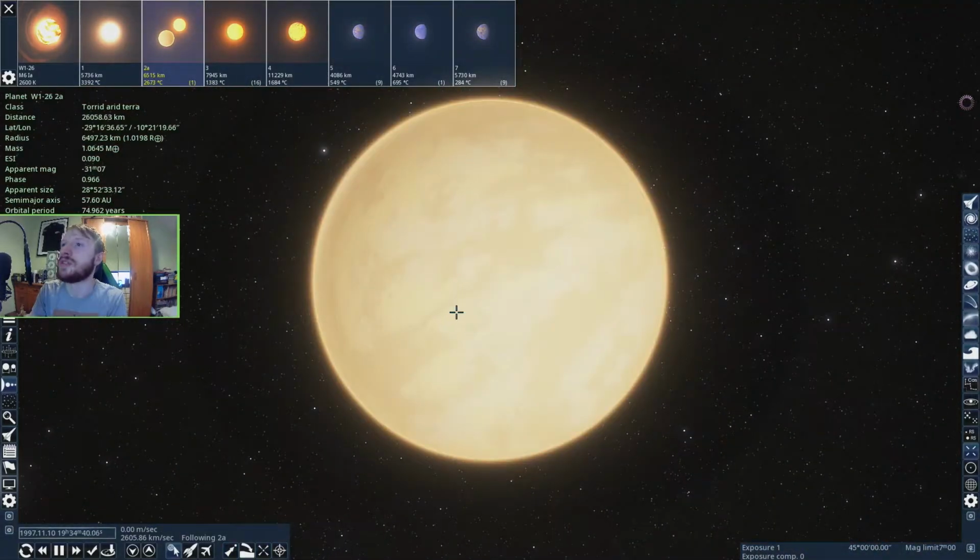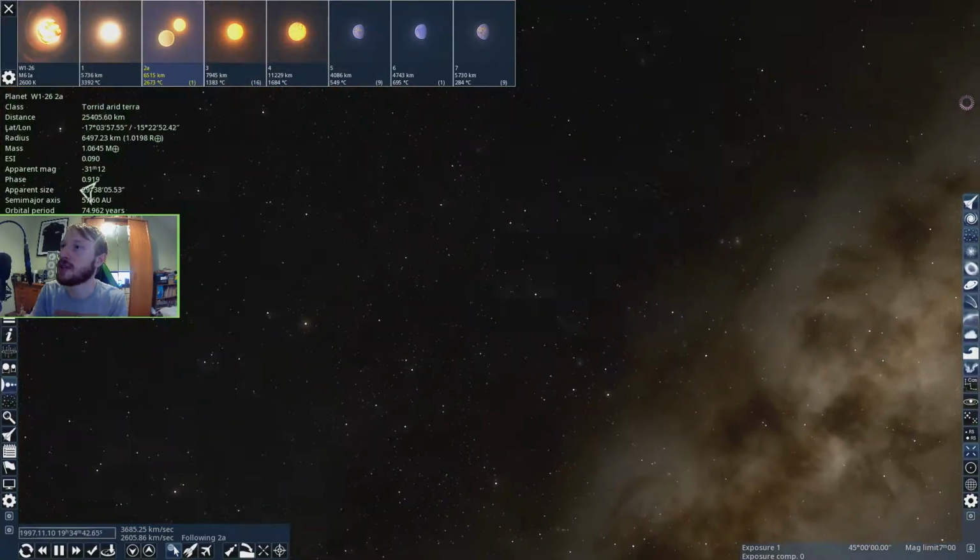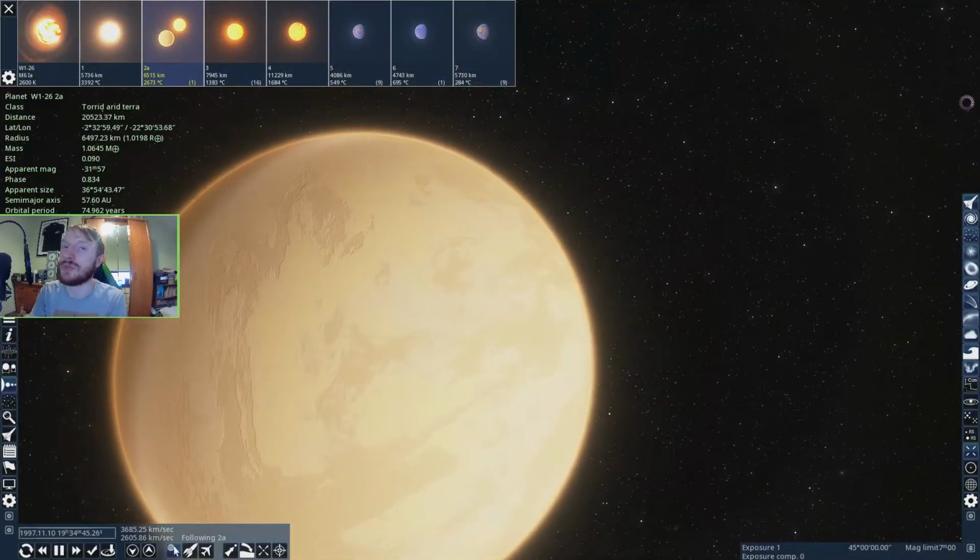Again, I mentioned this in the previous part. It'd be interesting if stuff like binary planets could exist without slamming into each other.